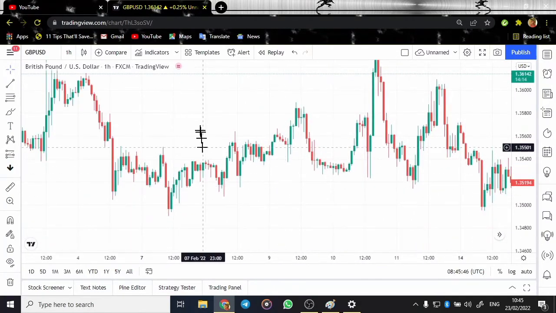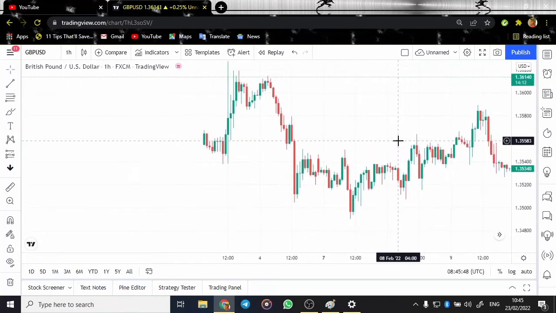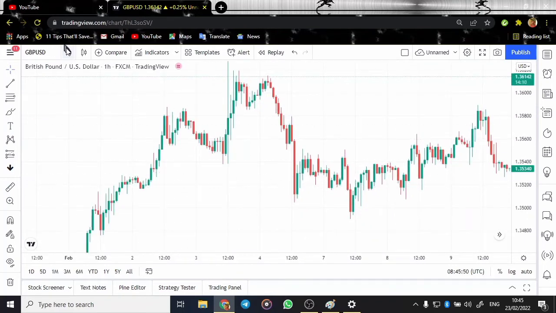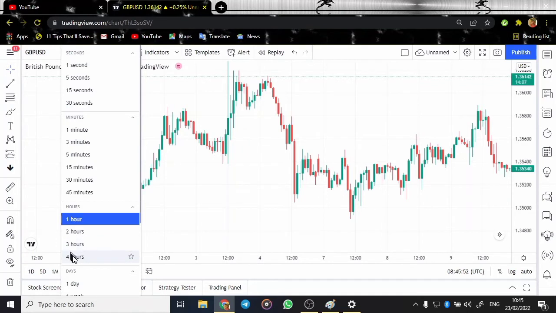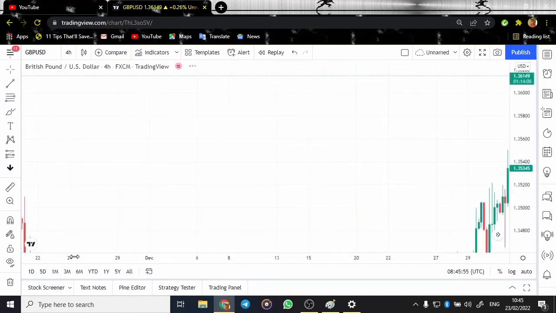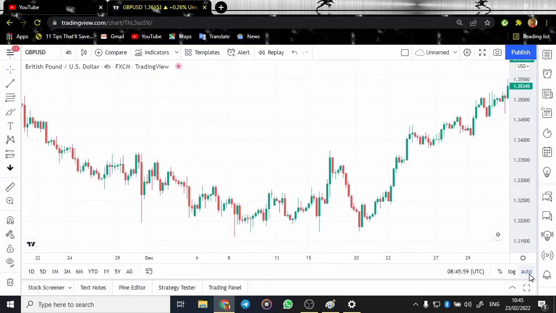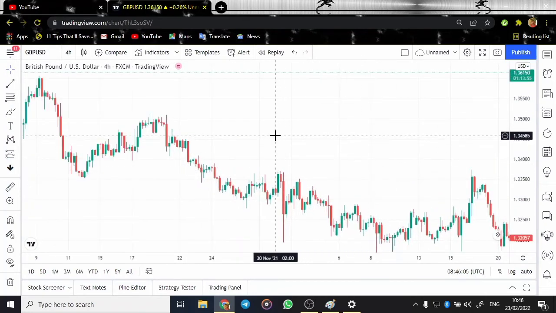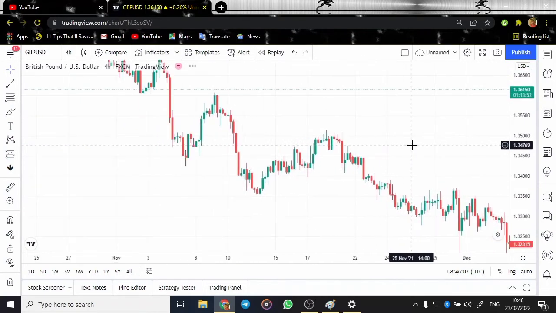So let me scroll further and switch to the 4-hour time frame. These candlestick patterns, you can find them in any time frame. It doesn't matter what time frame it is, you can always find them. So this is how the 4-hour time frame looks, just another time frame that shows us candlestick patterns.